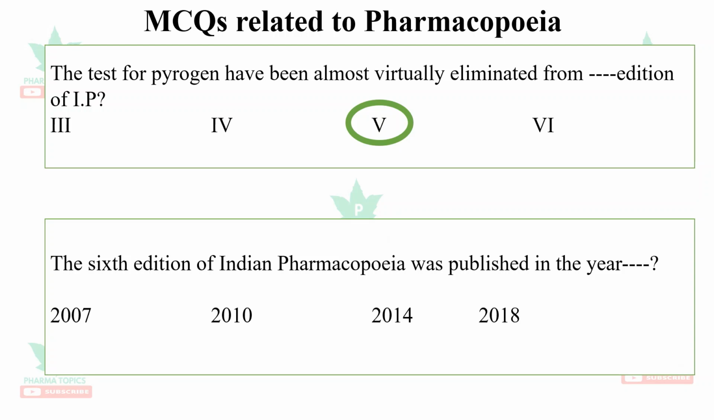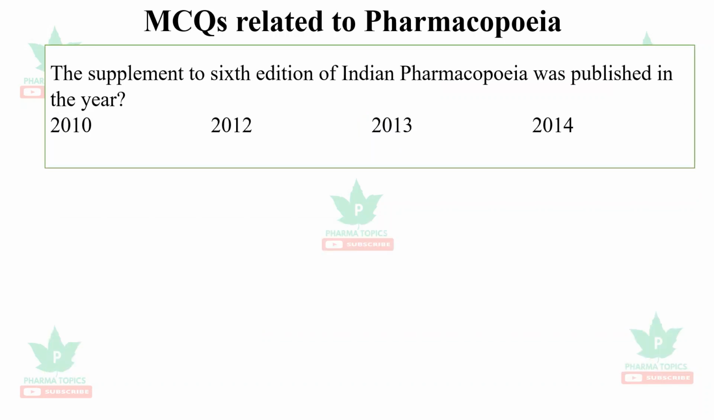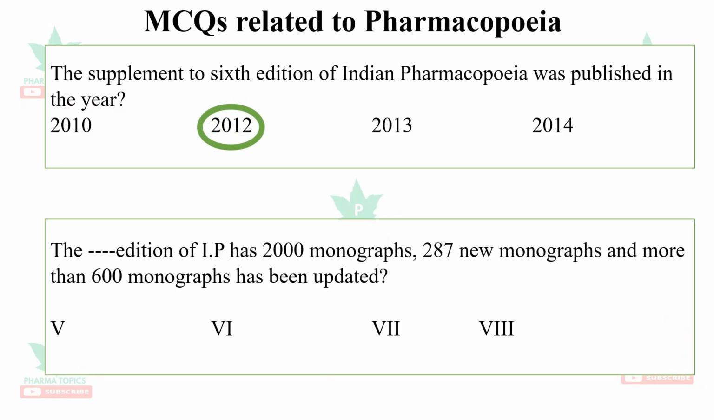The 6th edition of Indian Pharmacopoeia was published in the year 2010. The supplement to the 6th edition of Indian Pharmacopoeia was published in the year 2012. The dash edition of IP has 2000 monographs, 287 new monographs, and more than 600 monographs have been updated. It is the 6th edition.